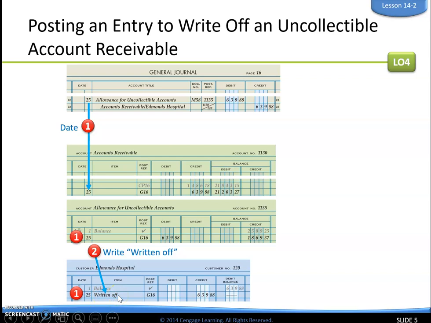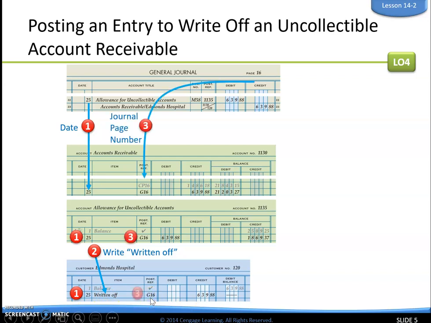The reason that we're doing that is if this was blank, it would look like Edmonds Hospital actually paid us $639.88. But we know that that's not what's happening here. We are writing off their account, hence written off. We're canceling that balance. We used our own allowance to be able to write off that account. So that's why we're putting written off in there.